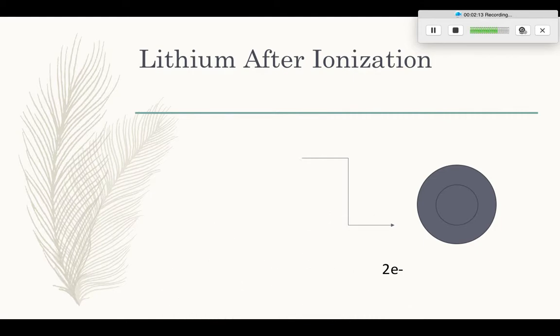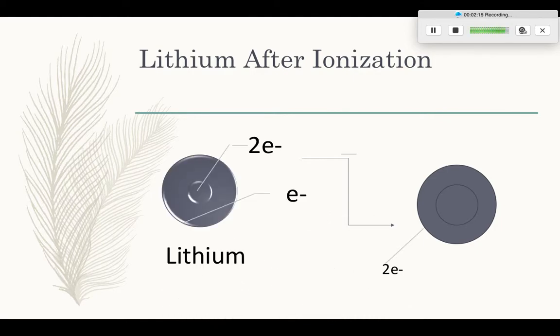Lithium atom after ionization. Here the lithium atom loses one electron. So here the lithium atom before ionization, which is the picture on the left, has 2 electrons in the inner energy level and 1 in the outer. After ionization, it only has 1 energy level, which has 2 electrons.